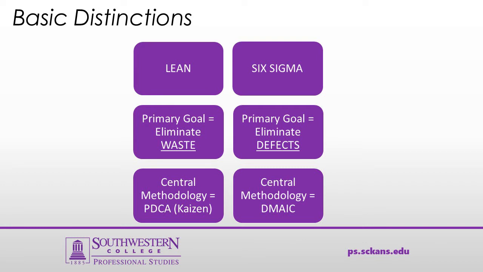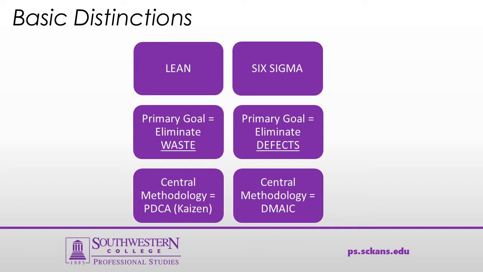So the high-level basic distinction between Lean and Six Sigma, what we're really looking at here, comes down to the primary goal. Primary goal of Lean is to eliminate waste, and that is anything that doesn't add value to the process as defined by the customer. We'll cover that a little bit here in a second. Primary goal of Six Sigma is to eliminate defects. That's generally a quality defect or anything that's non-conforming, again, to the demands of the customer.